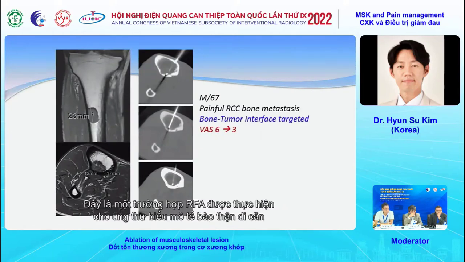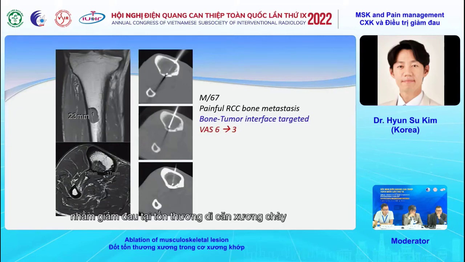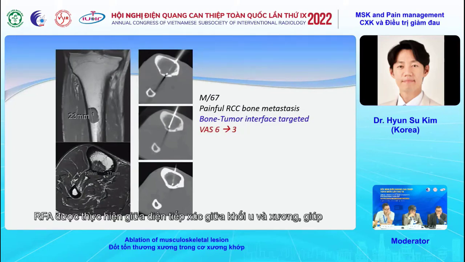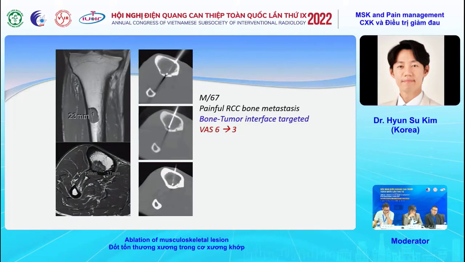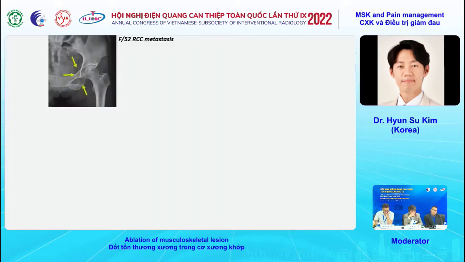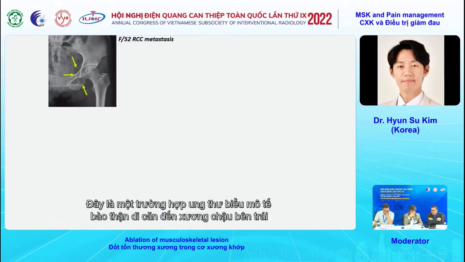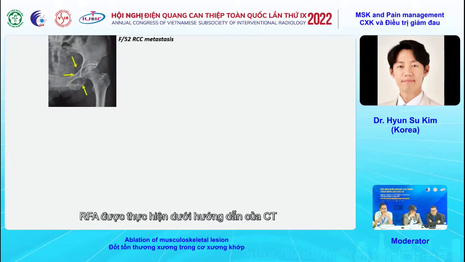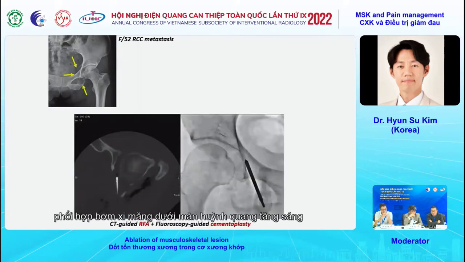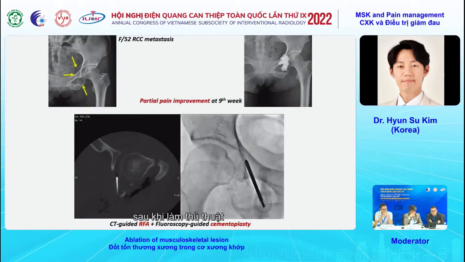This is a case of RFA done for the metastatic renal cell carcinoma involving the tibia for pain palliation. RFA was done at the interface between the tumor and bone, which resulted in a decrease of pain score. This is a case of renal cell carcinoma metastasis involving the left pelvic bone. CT-guided RFA with fluoroscopy-guided cement injection was performed, and partial pain improvement was achieved after the procedure.